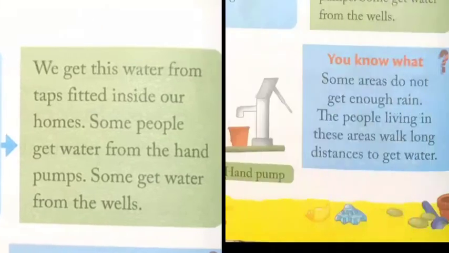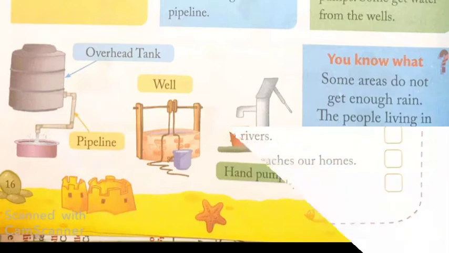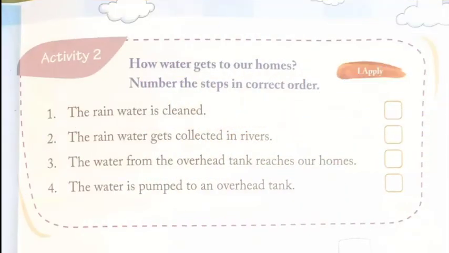As you can see, below are given some pictures. It shows us an overhead tank, then the pipelines, and some wells and hand pumps. We call them tube wells as well. You know what? Some areas do not get enough rain. The people living in these areas walk long distances to get water. We are given an activity, and what you are supposed to do. Activity 2 is written there. You can read from the book.